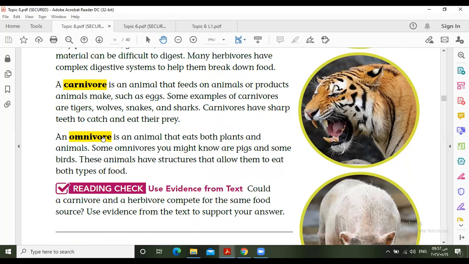Omnivore, I don't want to take too long, you know them well. Omnivore, like humans, we eat plants and animals. An omnivore is an animal that eats both plants and animals. It can eat plants and it can eat animals at the same time. Bears. Teacher, can I say something?